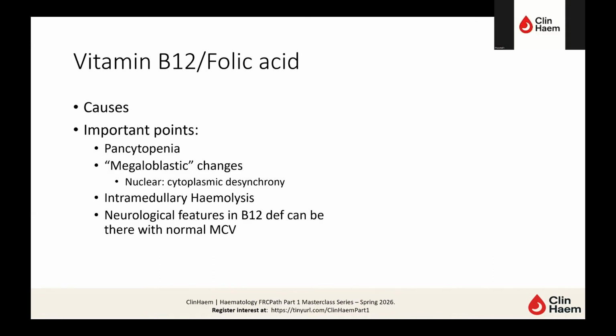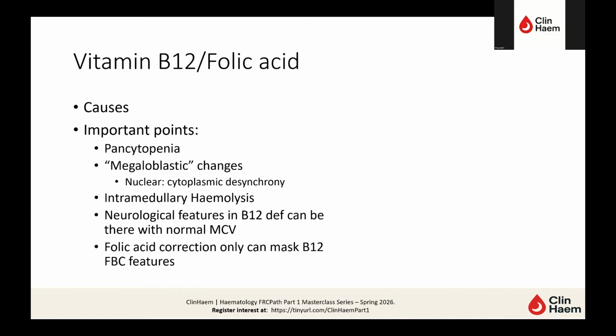And they can be there with a normal MCV. If you correct folic acid, that might correct the FBC parameters of megaloblastic anemia. But if they have concurrent B12 deficiency, of course, this wouldn't correct the neuro problems. It's just going to make it worse.